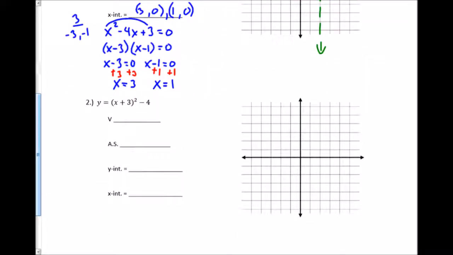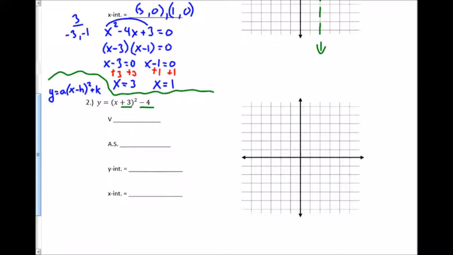In number 2, this thing is already in my vertex form. Remember, vertex form is y equals a times x minus h squared plus k. And the thing about vertex form is hk is our vertex. So instead of having to find the vertex like I did in the previous problem, it's basically written right here.